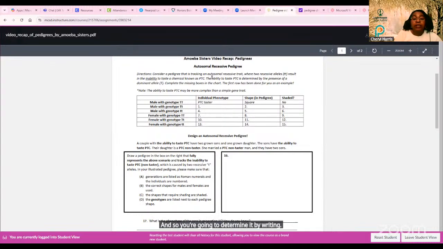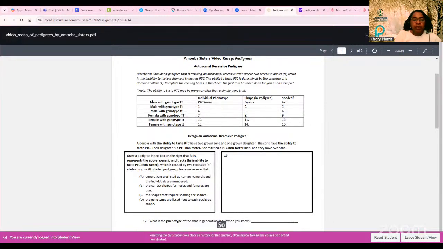And so you're going to determine it by writing, actually, the ability to taste it is dominant. The inability to taste it is recessive. So if you can't taste it, it's going to be two lowercase t's. If you can taste it, it's an uppercase T. So they want you to complete the box based on those characteristics.